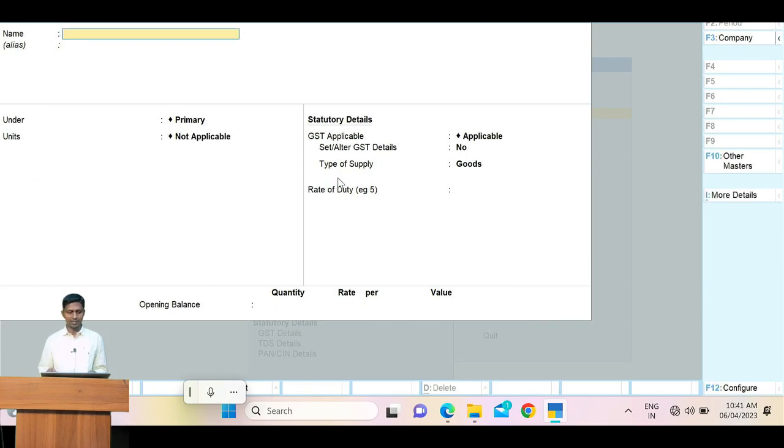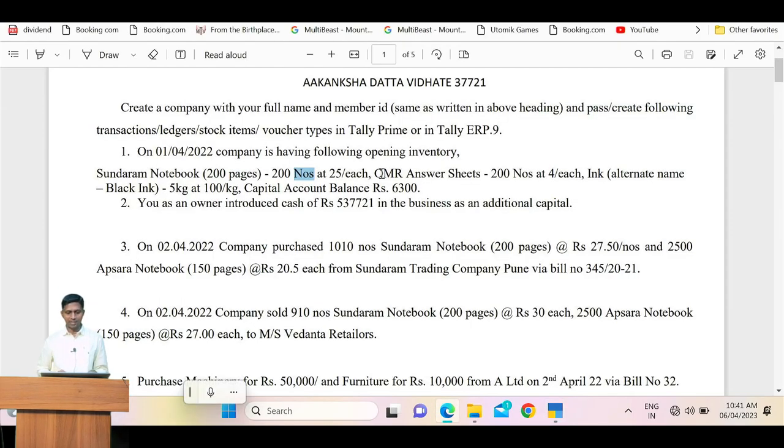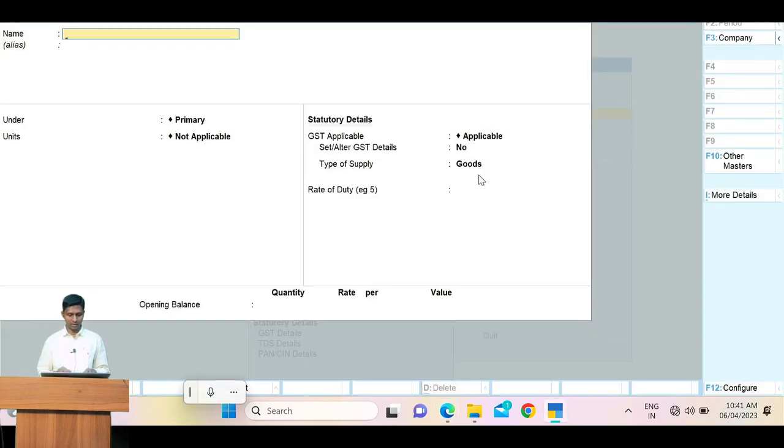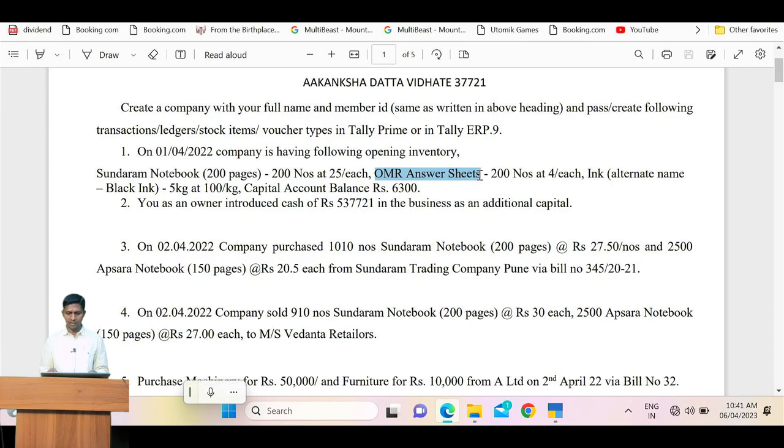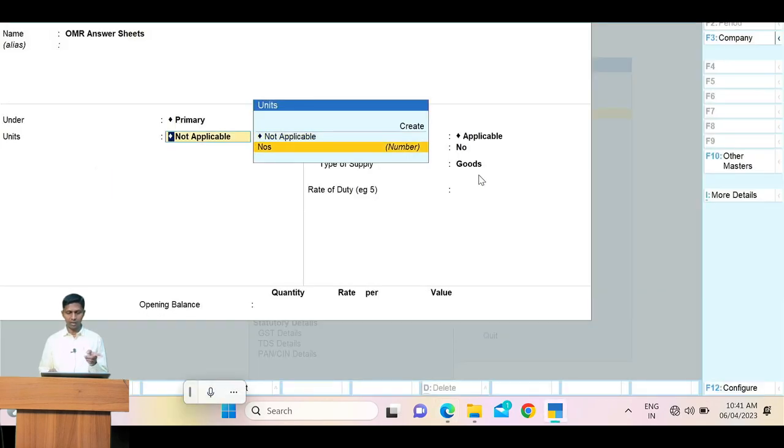And then accept it. And then after that, the second inventory item, OMR answer sheets. Just copy OMR answer sheets. Now you can create. No need to explain the name. And this is also in number. Just again, do not create number, because we already have the number unit.